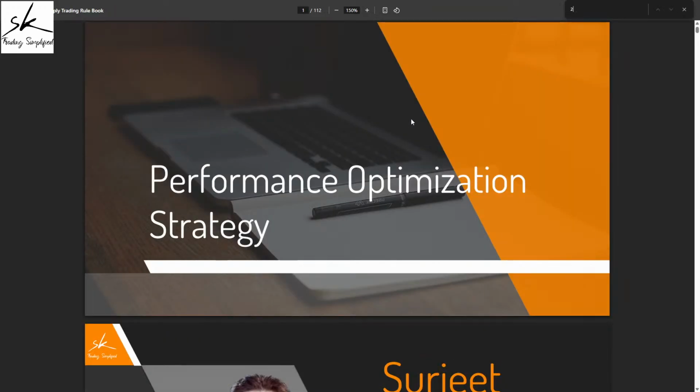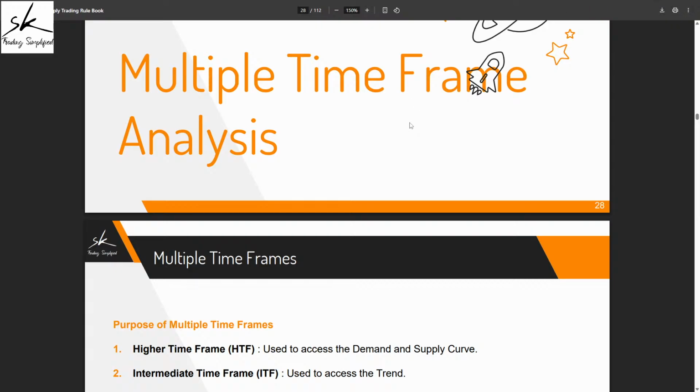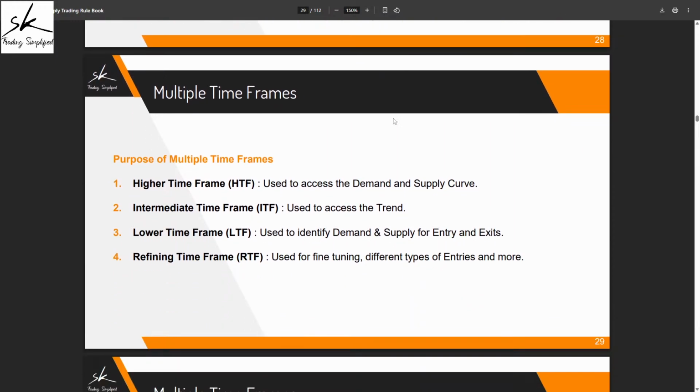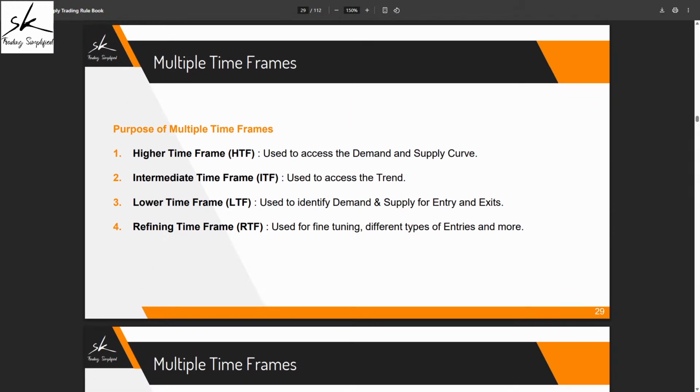So if I go to page number 28 in the rule book, we start with the topic, which is multiple time frame analysis. Because demand supply methodology is not based on a single time frame, demand supply methodology is based on multiple time frame analysis. So what are the multiple time frames we use? We use a minimum of 4 different time frames, and we call them the higher time frame HTF, the intermediate time frame ITF, the lower time frame LTF, and the refining time frame RTF.